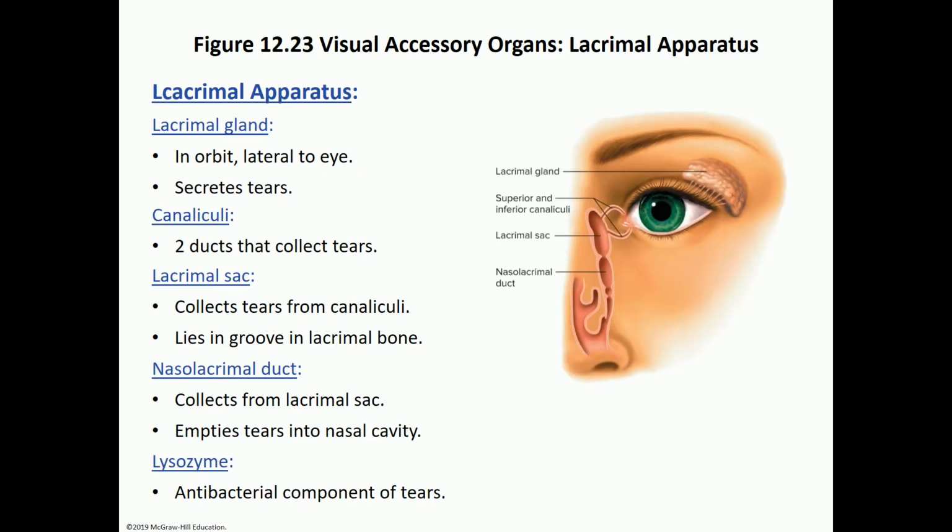So first, the lacrimal apparatus. And the lacrimal gland is found all the way on the lateral part of the eye. It'll secrete tears. Those tears are going to be distributed by the eyelids onto the eye, and then they have to be drained. The drainage system is on the medial part of the eye, so we have these superior and inferior canaliculi. They're going to drain tears into this lacrimal sac. The lacrimal sac will then take the tears and drain them through the nasolacrimal duct. And the nasolacrimal duct actually opens into the nasal cavity.